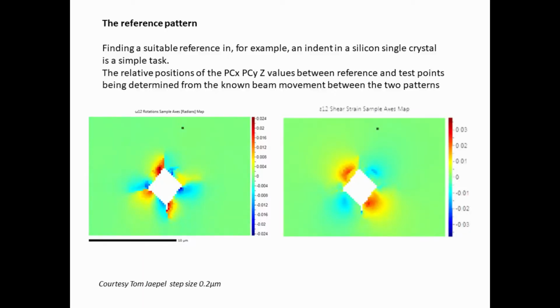Now, it's very easy to find a reference pattern in a sample such as a single crystal of silicon or germanium. Here we have a nano indentation, and the reference pattern is taken from where this black dot is. It's that point of the crystal that's well away from the deformation of the nano indent. And using that, we can be pretty confident that that's at 0 strain. Therefore, the strain and the rotations we measure here, out of that mathematics I just showed you, are absolute.